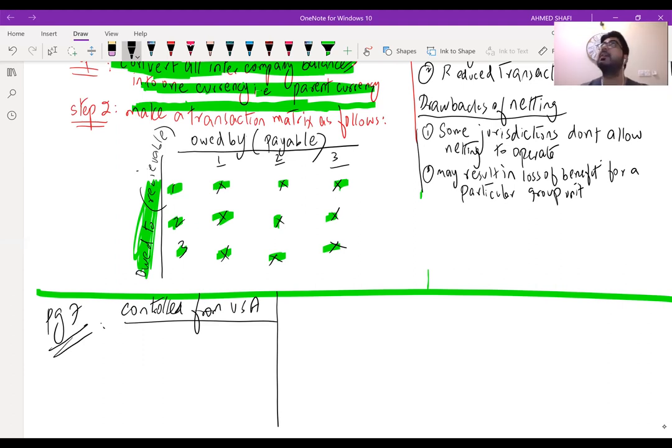Kindly note, as of 31st December, what are the intercompany balances? Receivable, which is owed to, and payable, which is owed by. So receivable is UK, payable is South Africa. The balance is 1,200,000, the currency is South African rand. Receivable is UK, payable is France. The balance is 480,000, and the currency is euro.